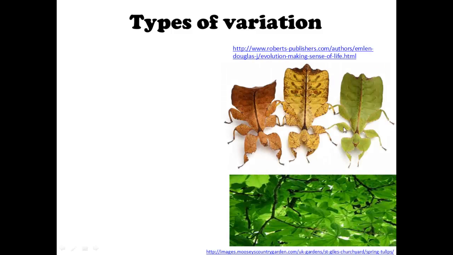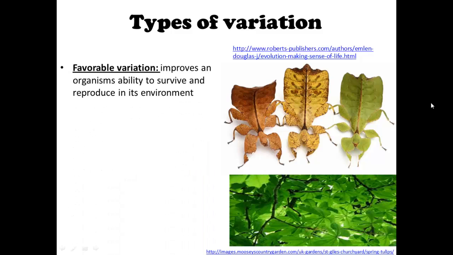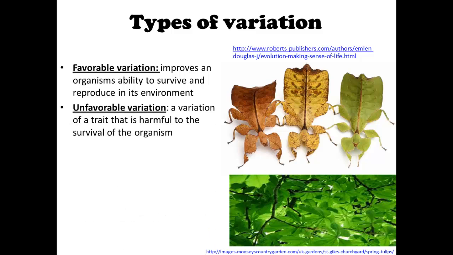Okay, so there are different types of variation. Here are our leaf bugs again. There are favorable variations. A favorable variation improves an organism's ability to survive and reproduce in its environment. Whereas an unfavorable variation is a variation of a trait that's harmful to the survival of an organism.